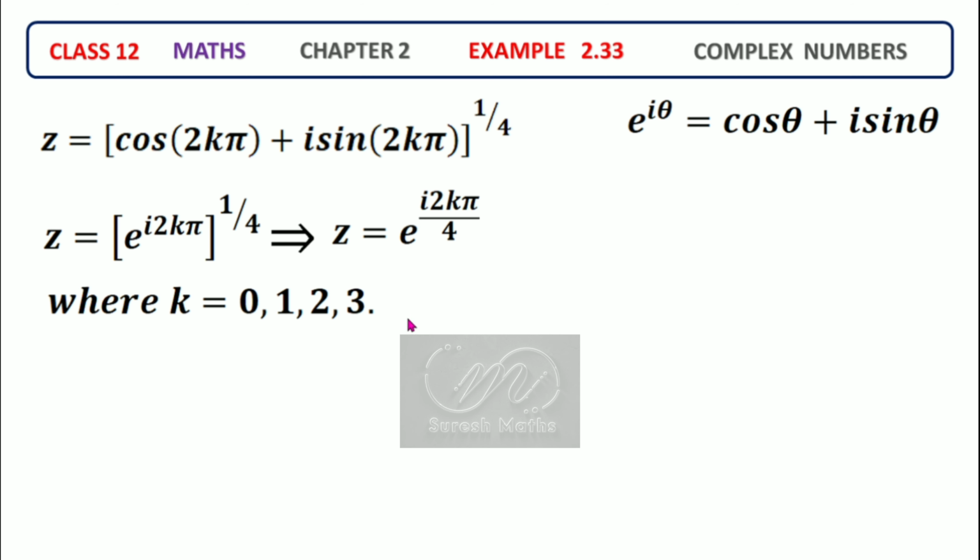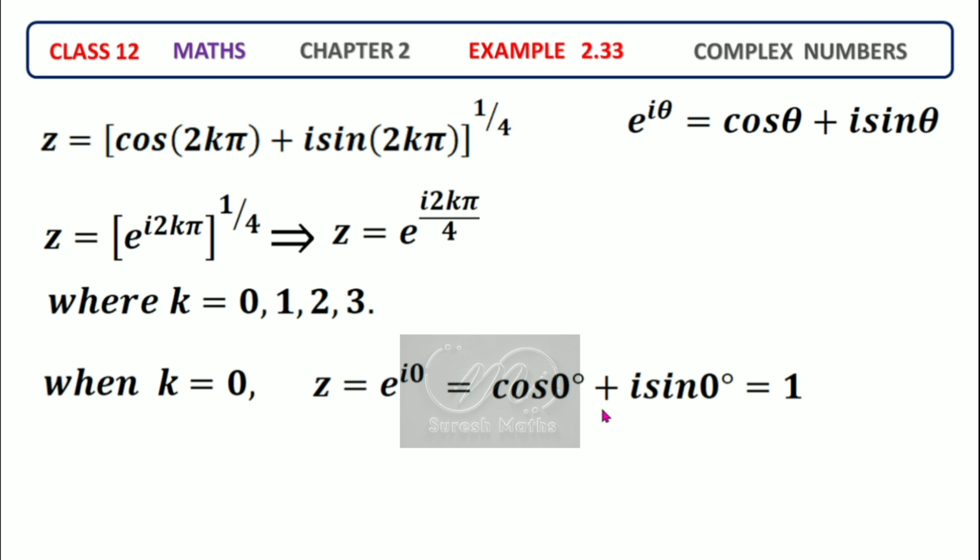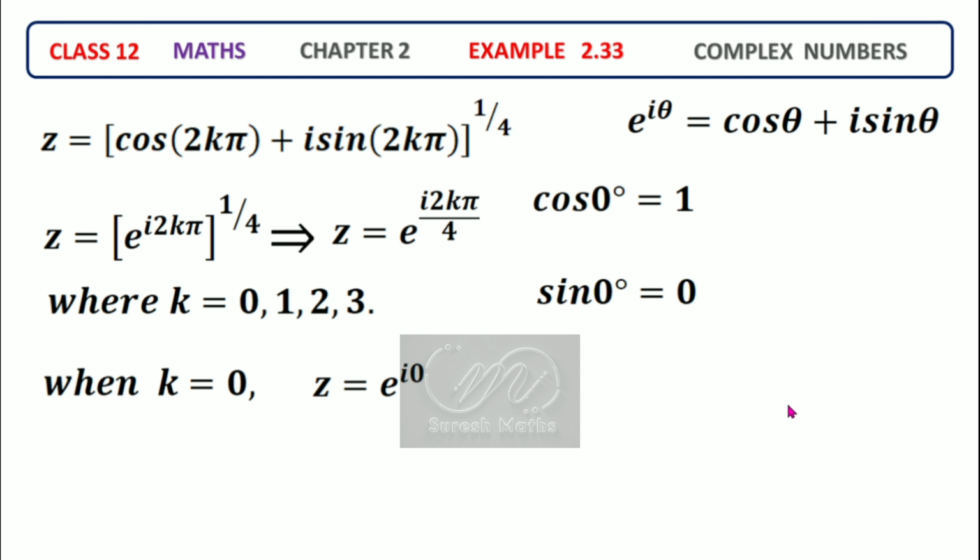First, let us substitute k equal to 0. When you substitute k equal to 0, z becomes e power i into 0. Using Euler's formula, e power i theta, e power i into 0 is cos 0 plus i sin 0. Cos 0 value we know is 1, sin 0 value is 0. So cos 0 plus i sin 0 is 1 plus i into 0, that is 1. This 1 can be written as the point (1, 0), an ordered pair.